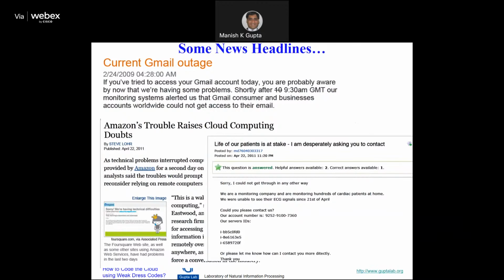So now you see, this is the news in 2009, Gmail outage. You see, Gmail was not working. And there was another news in 2011, Amazon trouble raises cloud computing doubts. People say, okay, will cloud computing work or not? It's working because of mathematics, right? Backend mathematics, which is supporting everything, that's why it's working. So anyway, there was news of the Gmail outage in 2009. I think you were born in 2009, right? Anyway, so I don't remember.